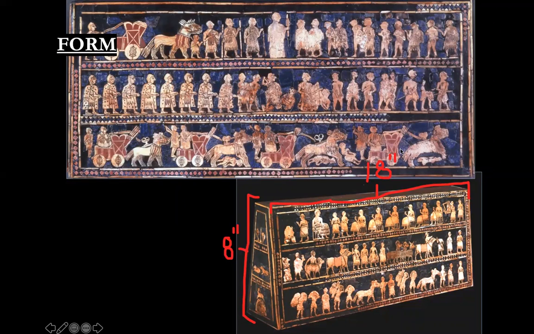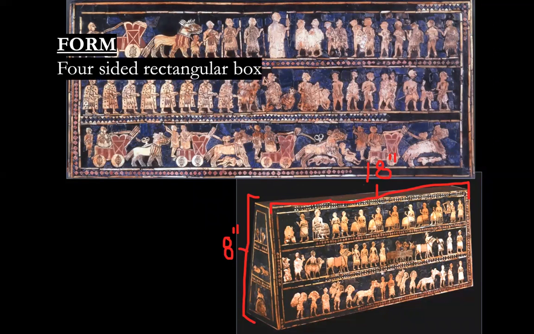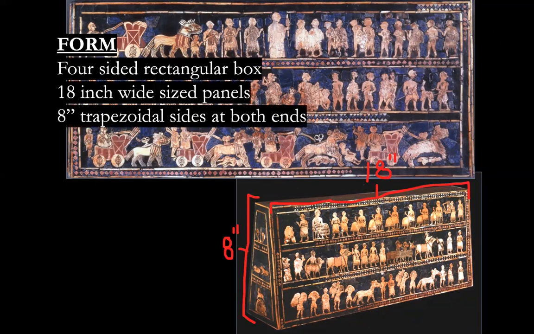All right, so form, the little picture I gave you on your notes where you can actually see this is like a sculptural box, not just a flat panel. I drew those size measurements on there. Talking about the form, this is a four-sided rectangular box, not just the flat panel. 18-inch wide size panels. You don't need to write that if you're drawing the measurements on there. You do want to write that it's trapezoidal sides at both ends, like it kind of tapers upward, just like the ziggurat angles tapers upward.